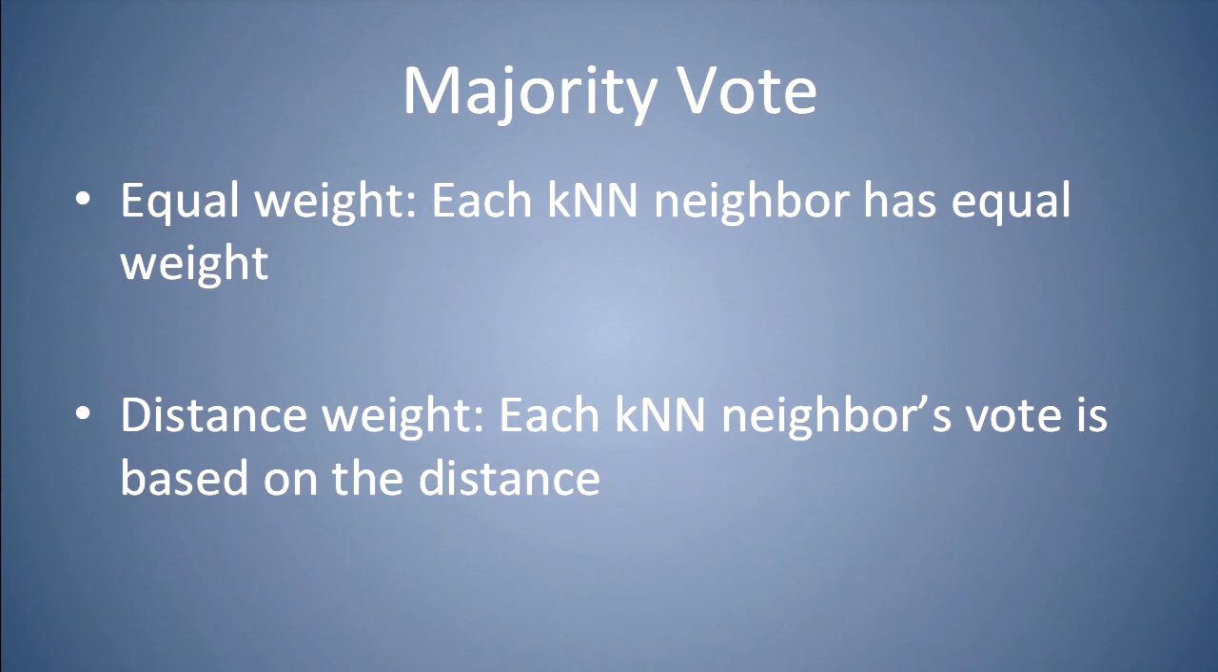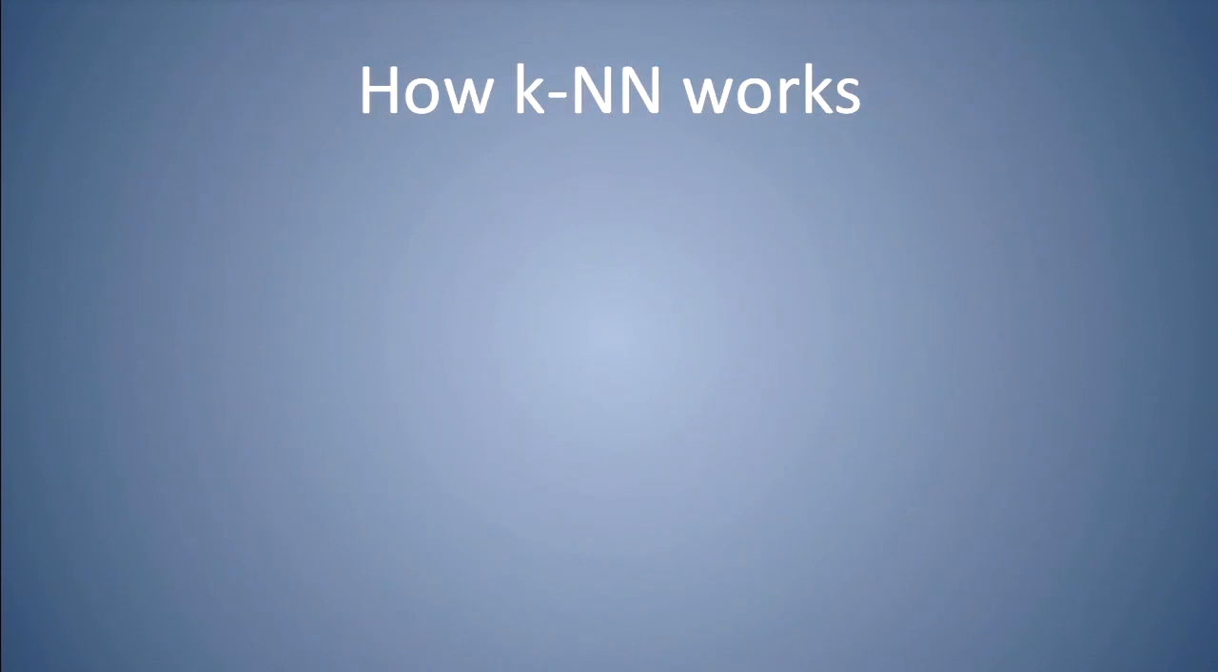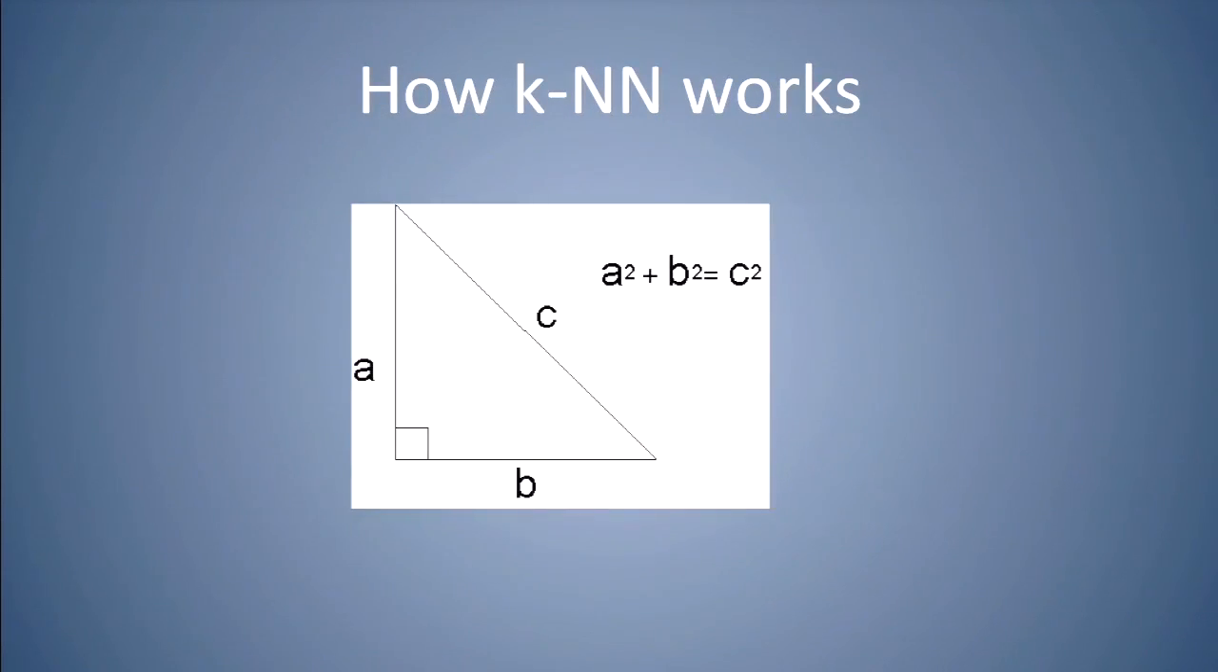Majority vote. There are 2 ways that you can control majority vote. Majority vote can be equal weight, which means each KNN neighbor has an equal weight, or it could be distance weight. Distance weight is where each KNN neighbor's vote is based on distance. KNN uses the Pythagorean theorem. So yes, middle school math is useful after you graduate.